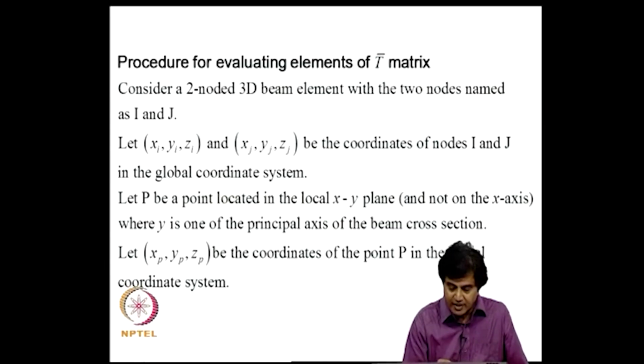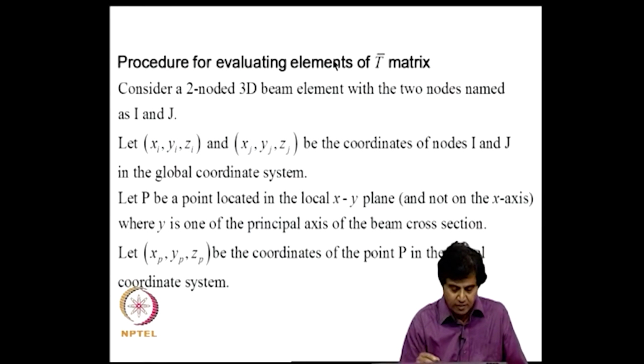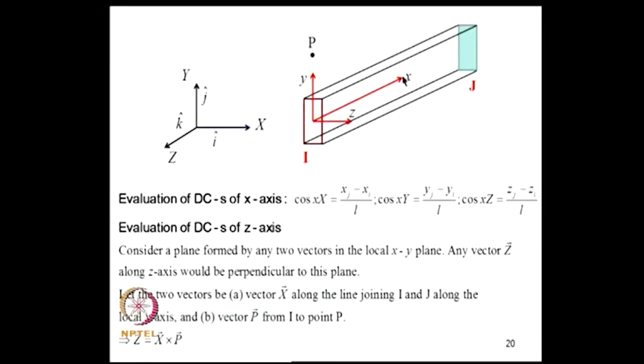Now, we also select a point P in the local xy plane, and that point P we take to have the coordinates xp, yp, zp. You must understand that P is a point in the local xy plane, but not lying on the x axis. It should not lie on the x axis, but it should lie on the local xy plane. Now, our objective is to get the direction cosines of these local coordinate axes.